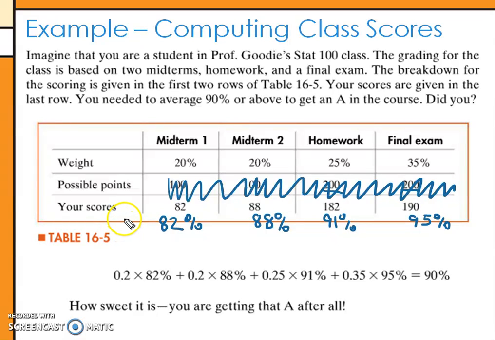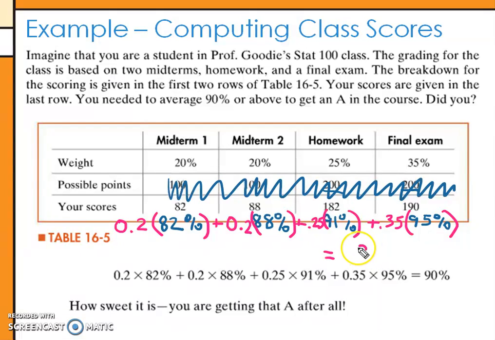So I want to multiply it by 20%. Now be careful too, I want to do my percents as decimals. You can do them both as decimals also if you want to. Your answer at the end will come out a decimal. So this 82 is worth 20%, plus this 88 is also worth 20%, so 20% times the 88, plus this is worth 25% times the 91 score that you have, plus this one is worth 35%. So if we plug this all in our calculator, it looks like at the end you end up with 90%.